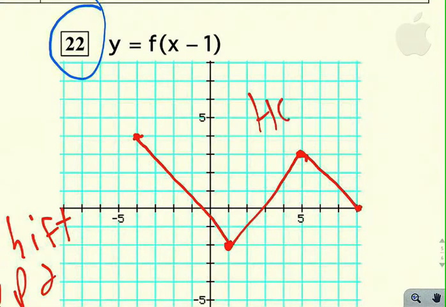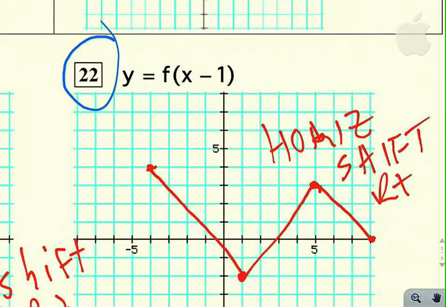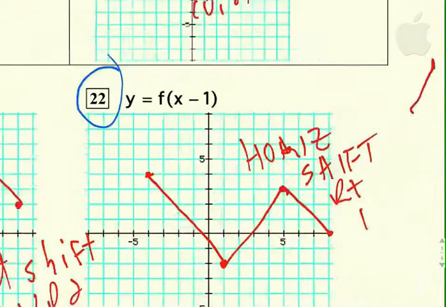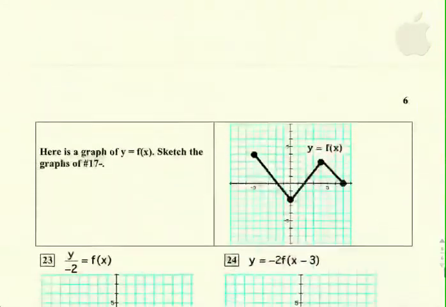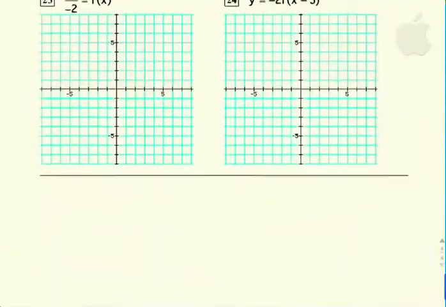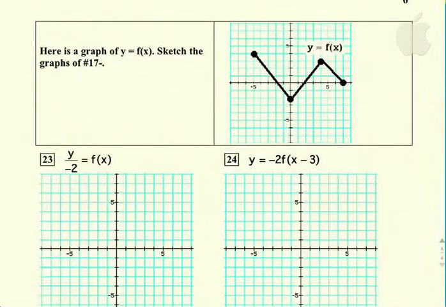This is a horizontal shift right 1. Well, we're going to do this one. We'll skip number 23.